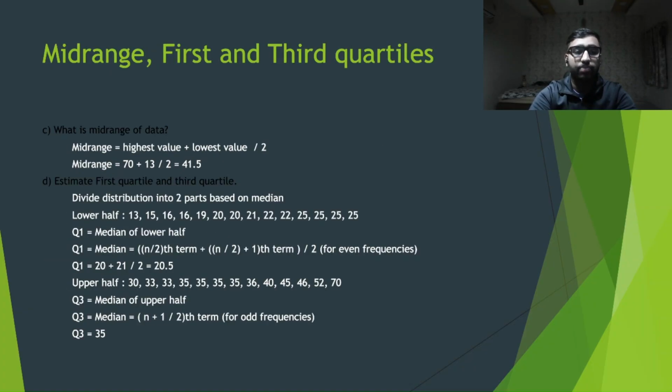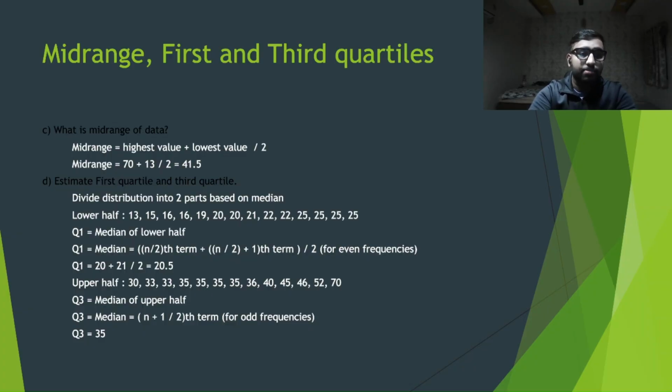Part C. What is midrange of data? The formula for midrange is the sum of highest and the lowest value of the distribution, dividing that sum by 2. So the highest value is 70 and the lowest value is 30. Dividing that by 2 gives us 41.5, which is our midrange.